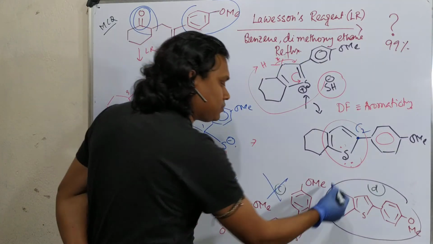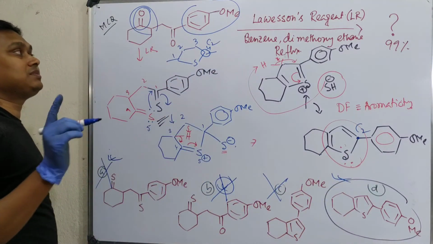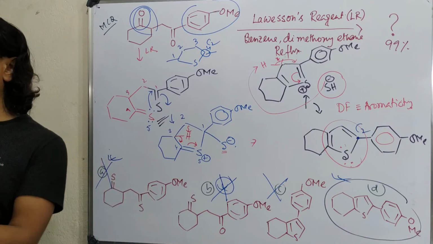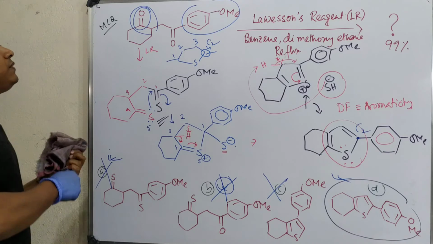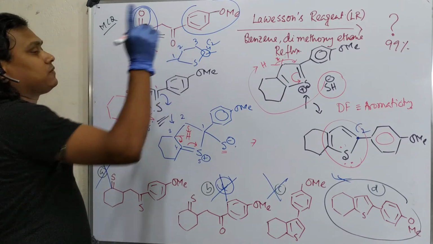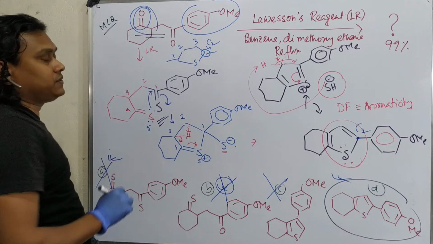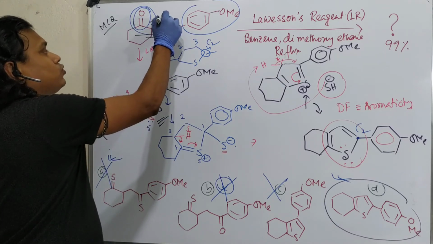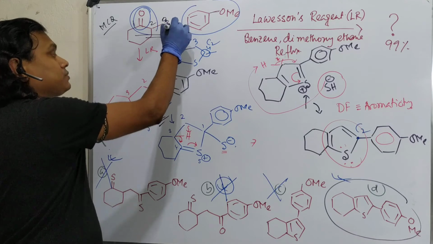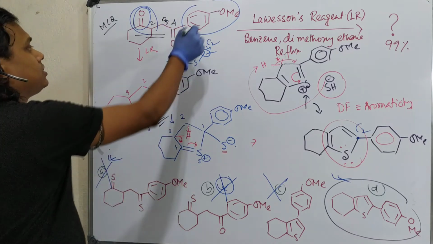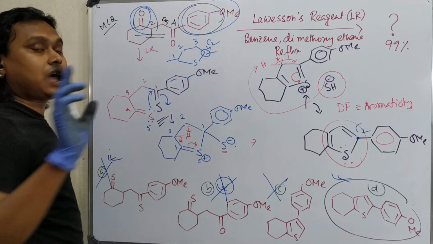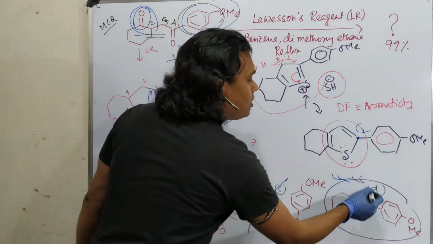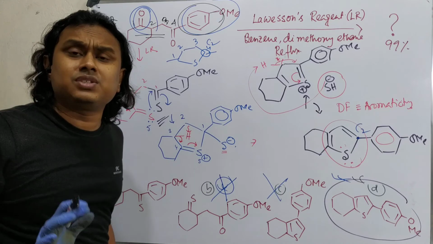Which is left? This one. So within the exam hall, in less than 30 seconds, based on a few understandings. What are those understandings? First of all, a 1,4 dicarbonyl compound in presence of Lawesson's reagent results in thiophene formation, and the 1 substitution goes to C2 and the 4 substitution goes to the C2 position. So first of all, thiophene will be produced, and this thing will go to the C2 position. Meaning this thing. Less than 30 seconds you can come up with it.